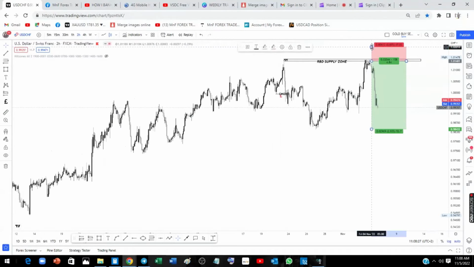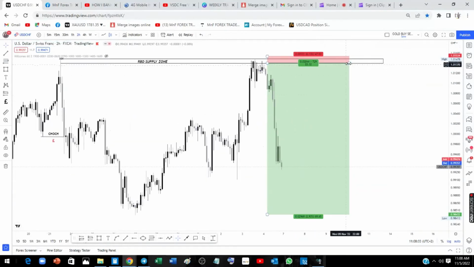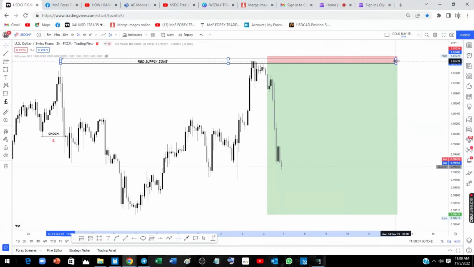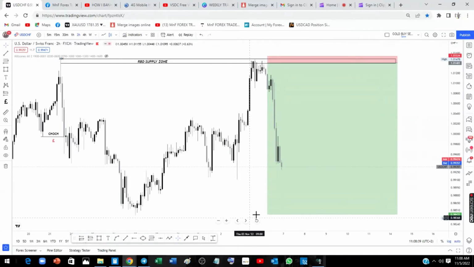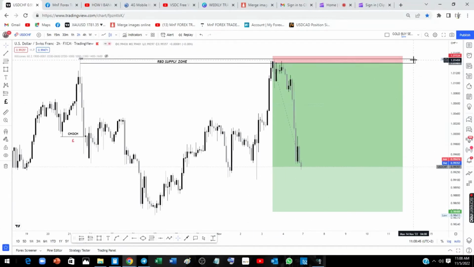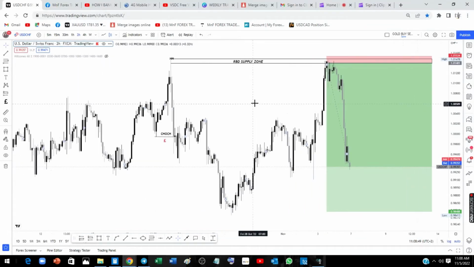My stop loss was about 14 pips, slightly above the higher high, and my target was about 290 pips. Beautiful right there. I was targeting these lows below here. This was a very basic supply and demand setup. It was a very basic supply and demand concept, right?